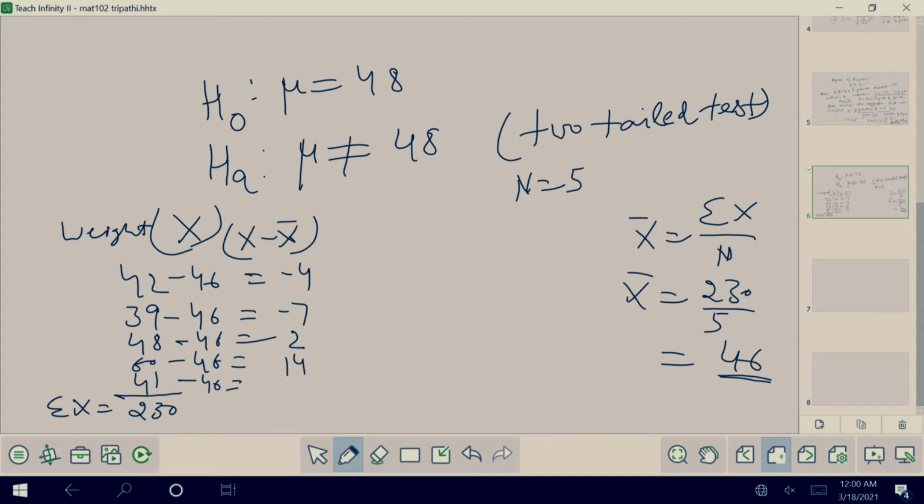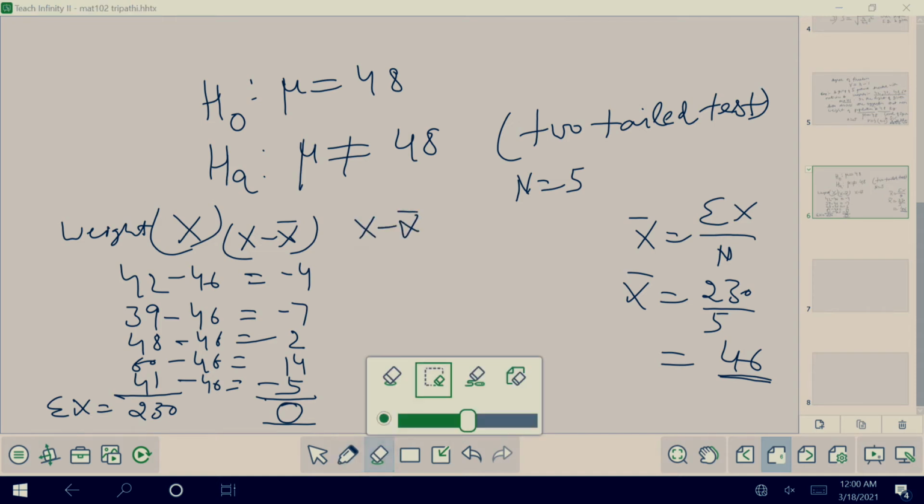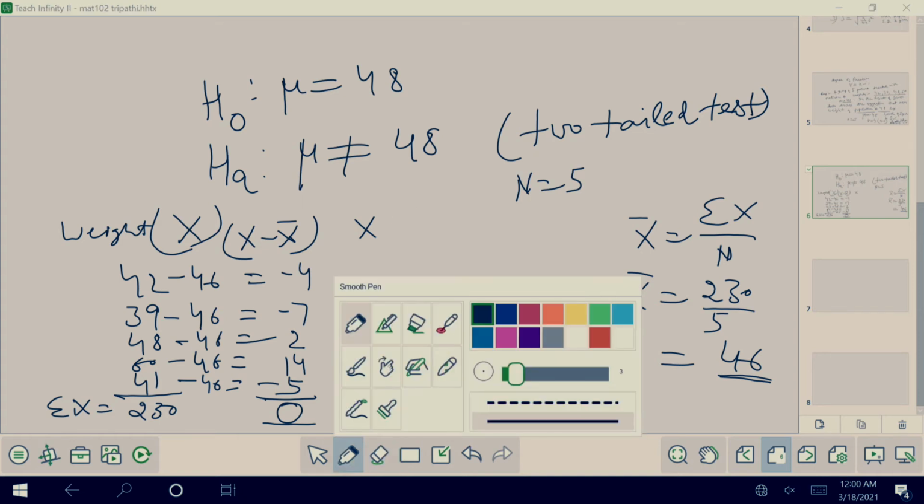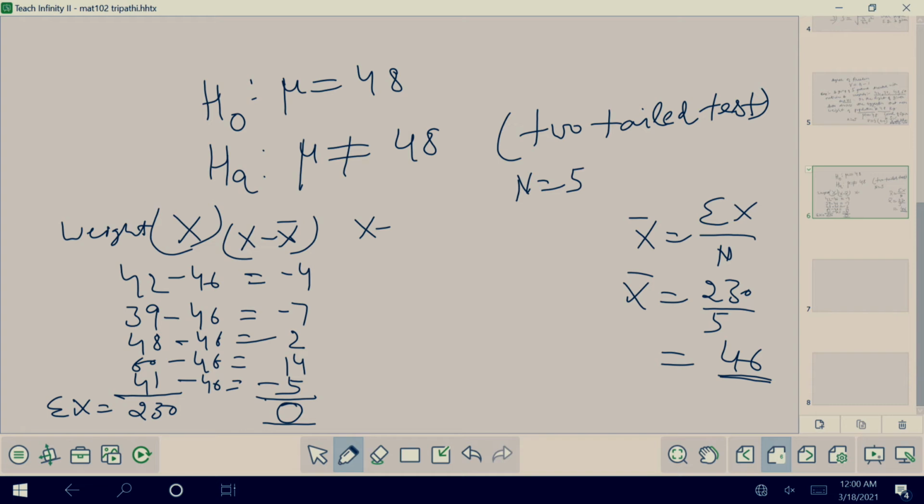(41 minus 46) is minus 5, and the sum of deviation from actual mean is always 0. Now, we need another column, (x minus x bar) whole square. So, see, 16, 7 7s are 49, 14 14s are 196, and this is 25, right.